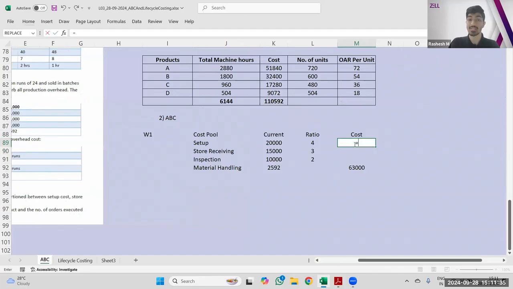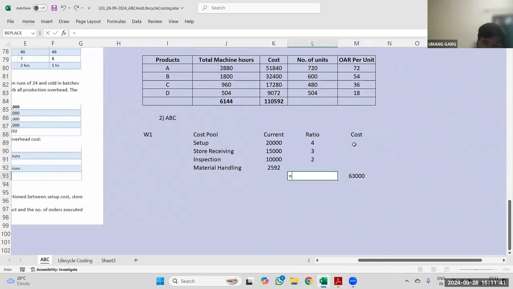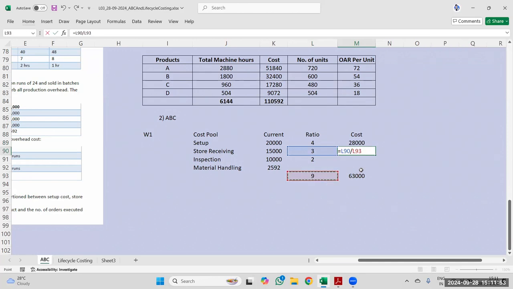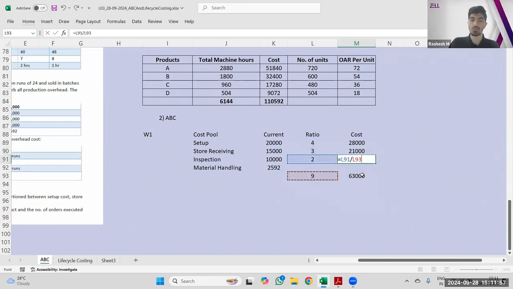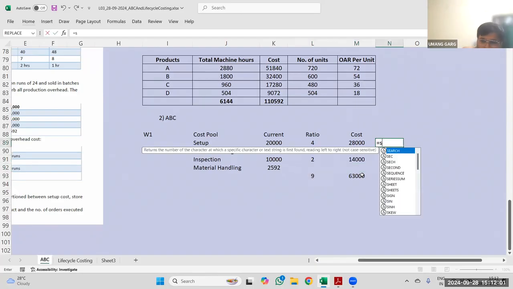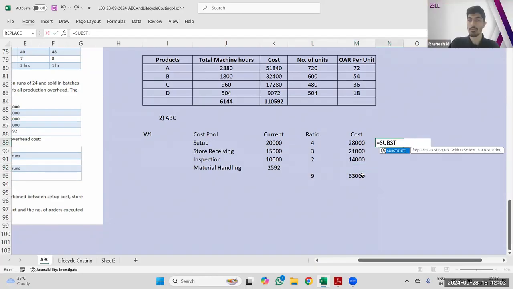So same thing, but this is an added step that we are doing, guys. Please pay attention. And actually, I'll write this here. So 4/9 of the cost gets allocated to setups. 3/9 goes to store receiving, and 2/9 goes to inspection. So my total cost. Excuse me, sir. Can you explain the ratio?